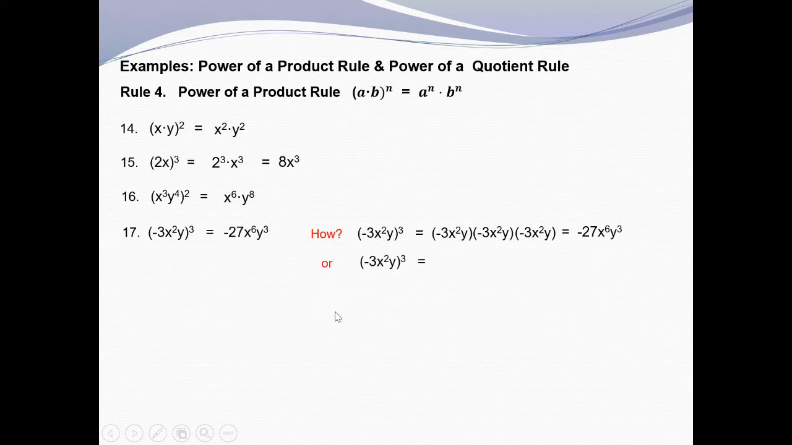Or, here's another way. By applying the rules, it's going to be negative 3 to the 1 times 3, because there's like a 1 there, times x to the 2 times 3 and y to the 1 times 3, because there's no exponent, so there's like a 1 there. That will give us negative 27, x to the 6, and y to the power of 1 times 3 will give us y to the third power. That's my answer. There are different ways to get the answer, guys.